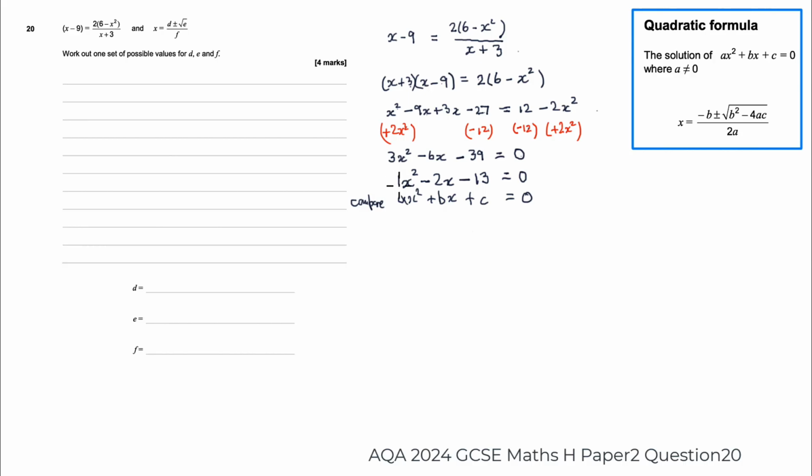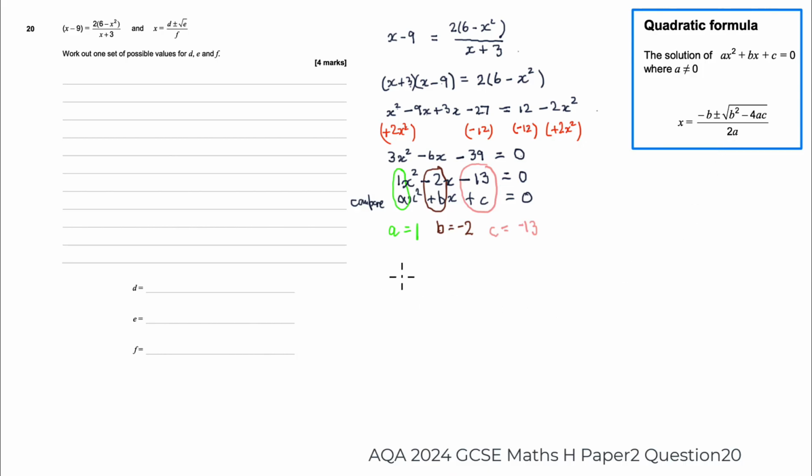And of course that's a 1x squared that we've got there. So if we're comparing the coefficients of x squared, a is equal to 1. If we then compare the coefficients of x, b is negative 2. And then comparing the constant at the end, c will be negative 13. So we've got our values of a, b and c.